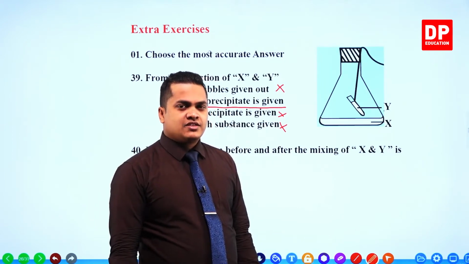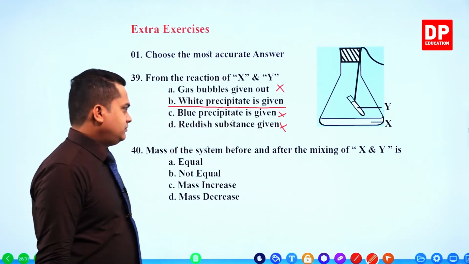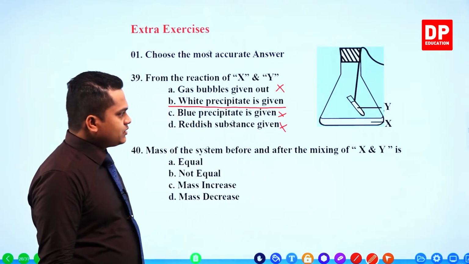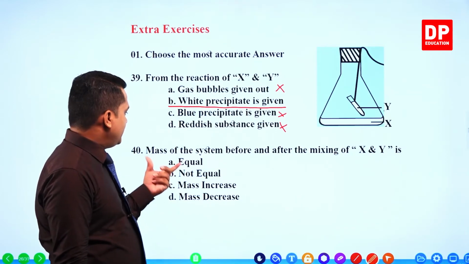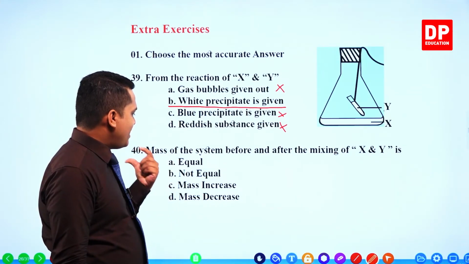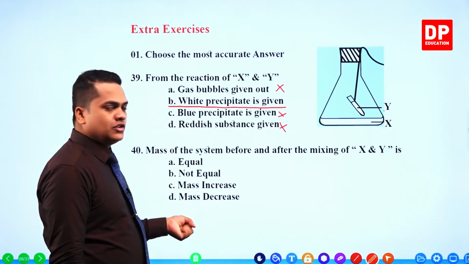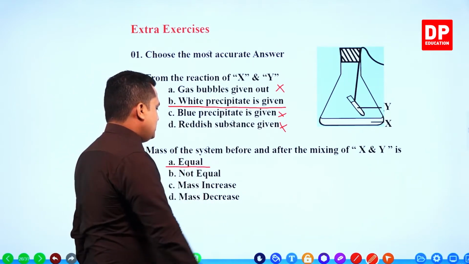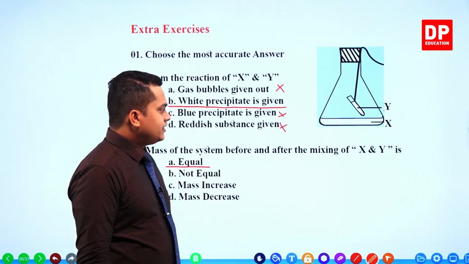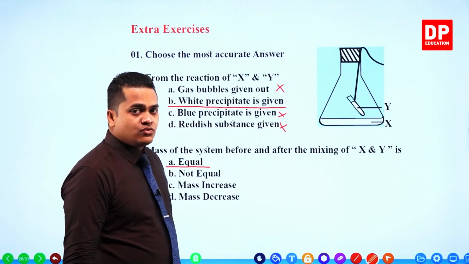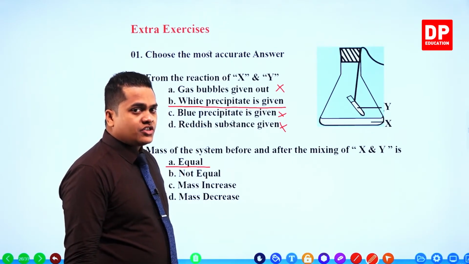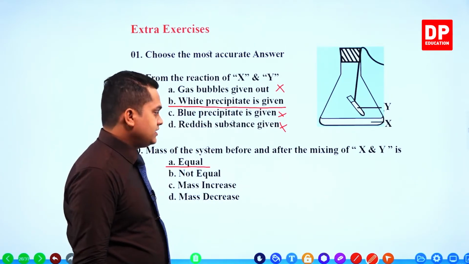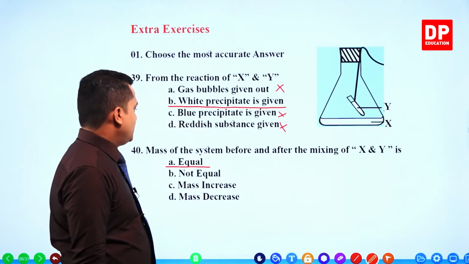Let's see whether the responses are given or not. So mass of the system before and after mixing X, Y. Equal, not equal, mass increase, mass decrease. So our answer would be equal. Before and after the mixing of X and Y, mass would remain the same. It would not increase. It would not decrease. It remains the same. So the answer would be equal.